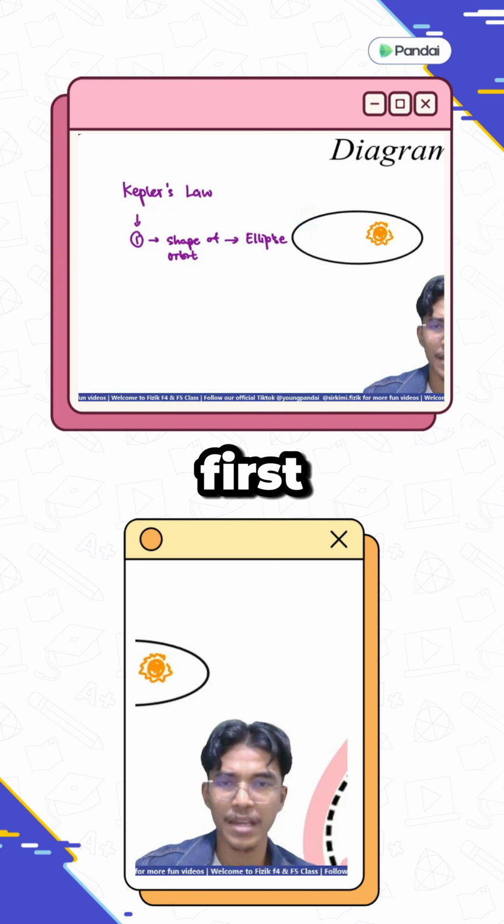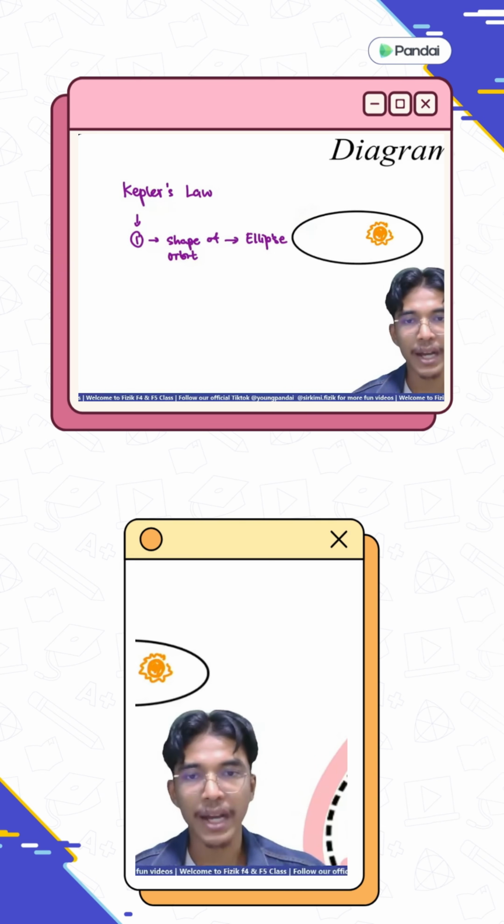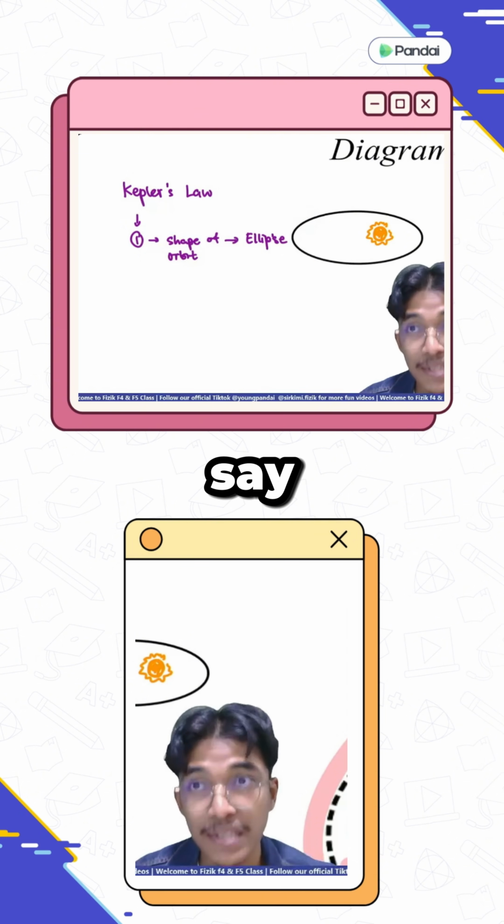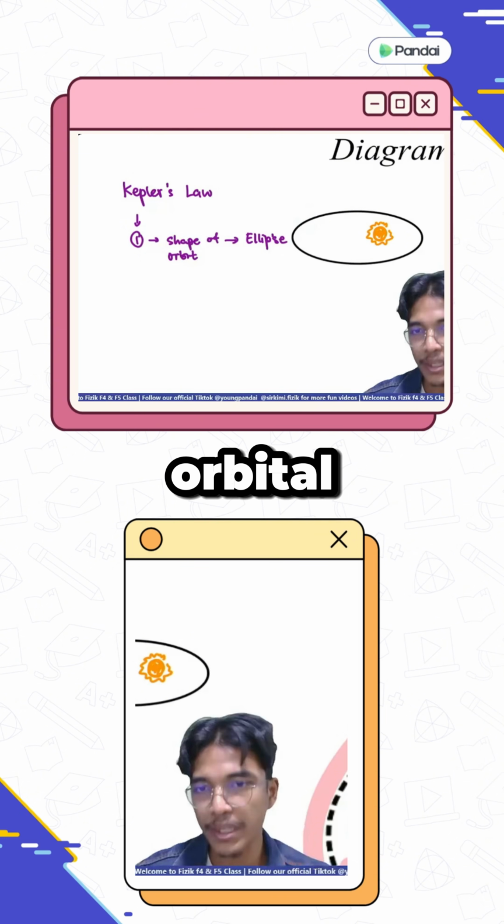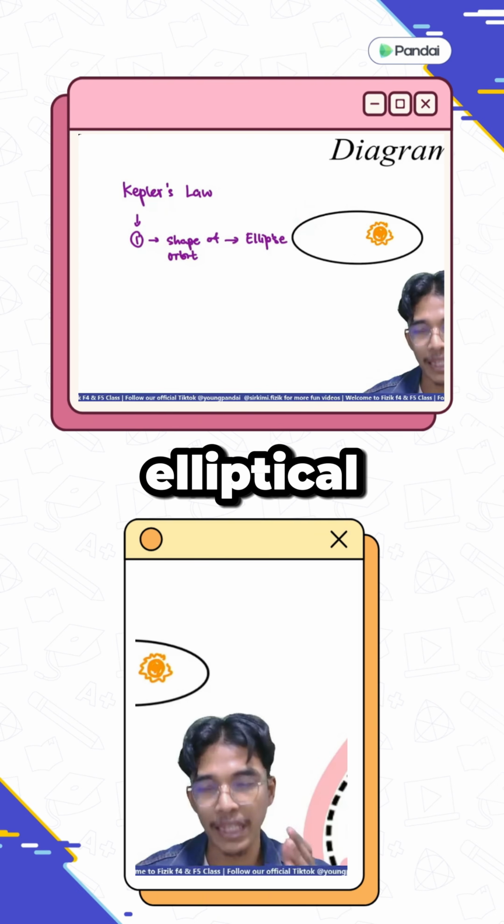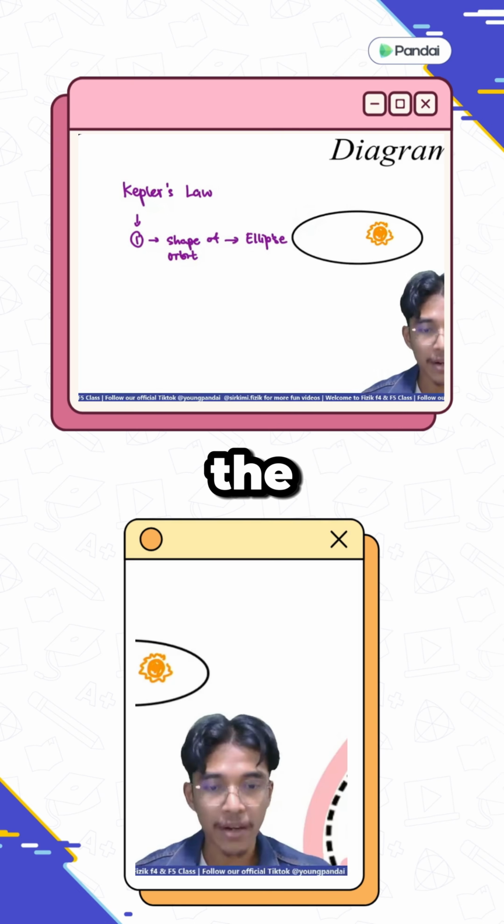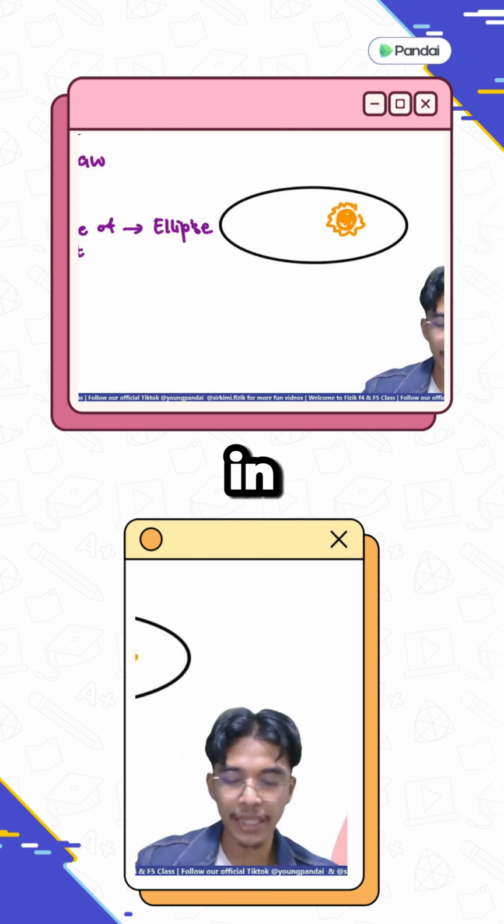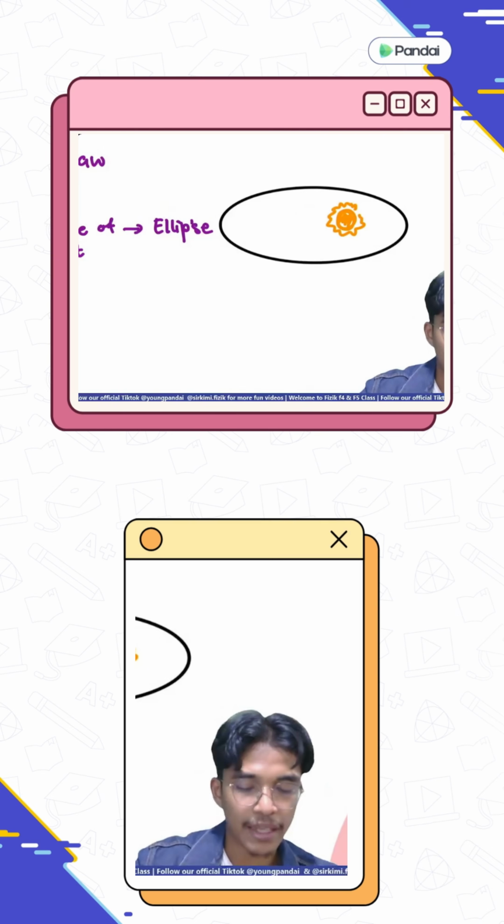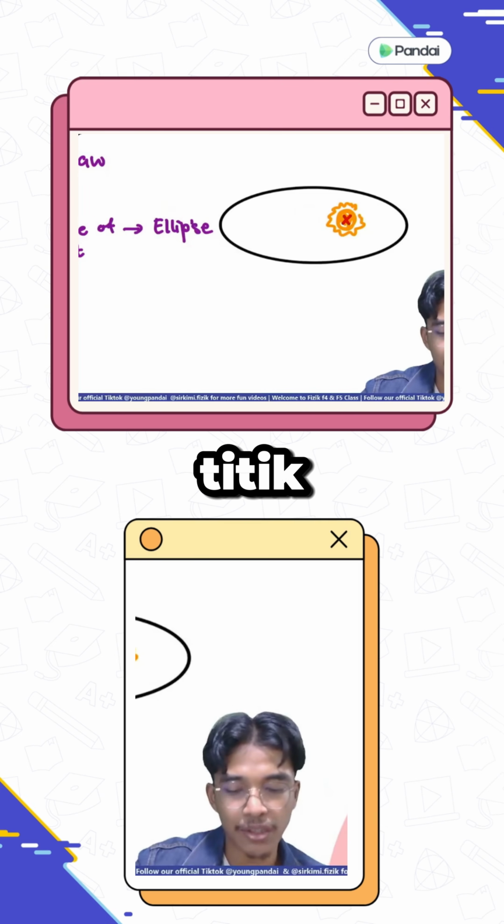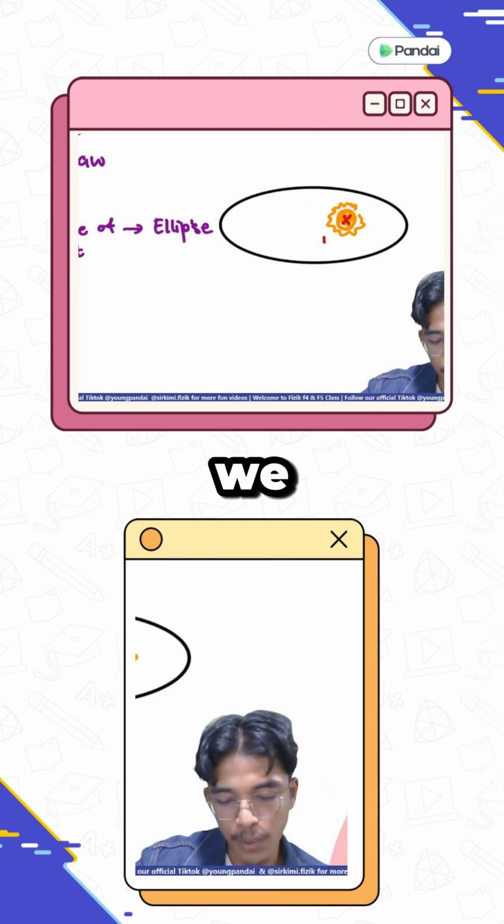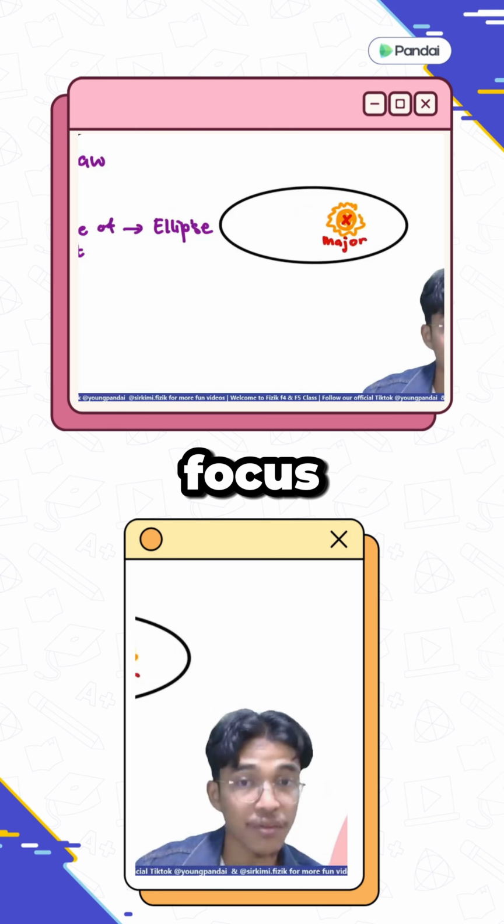What does this Kepler's first law tell you guys? It says that the shape of the orbit is going to be an elliptical shape where the sun will be in one of the focus points. Dia akan berada pada satu titik fokus. So this one we call it the major focus point.